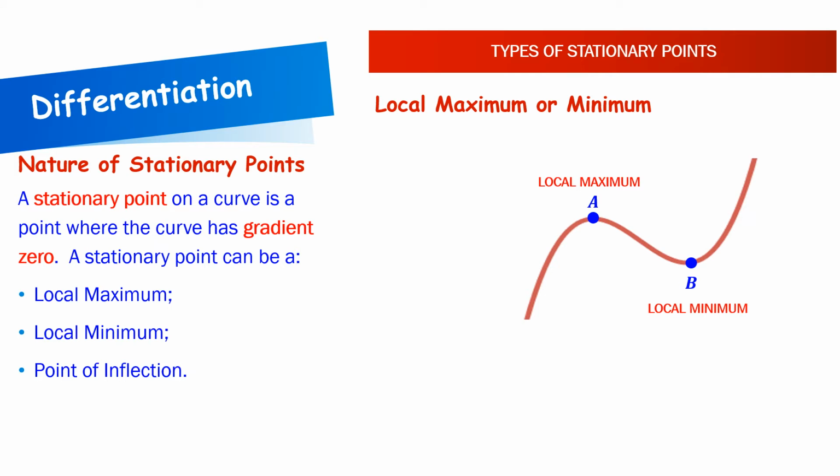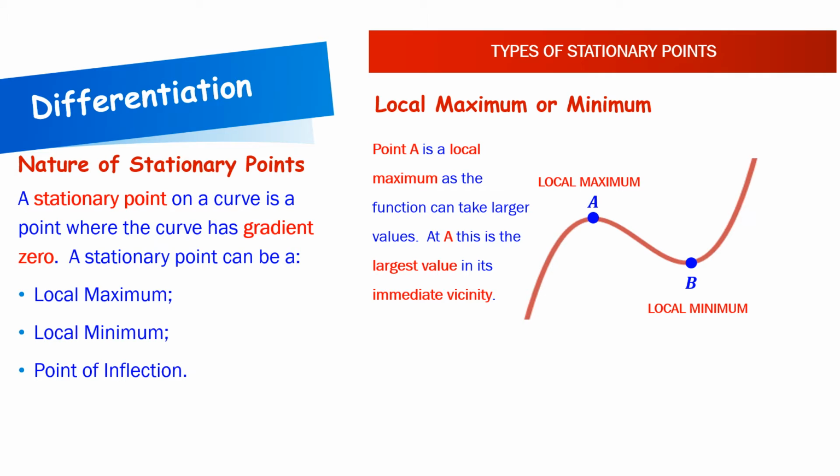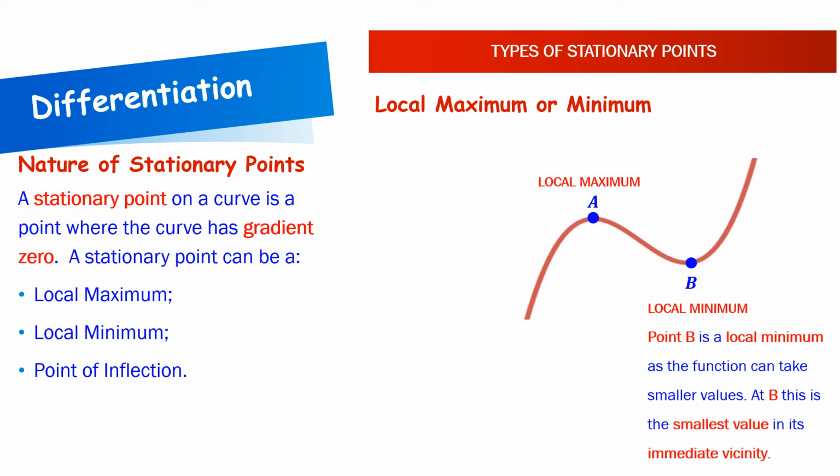Here are examples of local maximum and minimum. Point A is a local maximum, as the function can take larger values. At A, this is the largest value in its immediate vicinity. And similarly, point B is a local minimum, as the function can take smaller values. At B, this is the smallest value in its immediate vicinity.